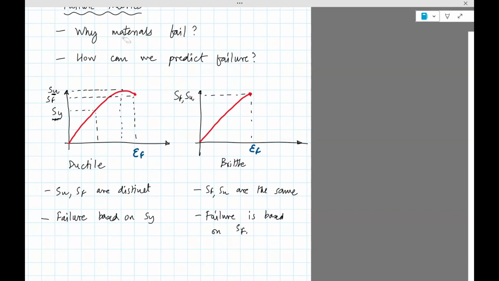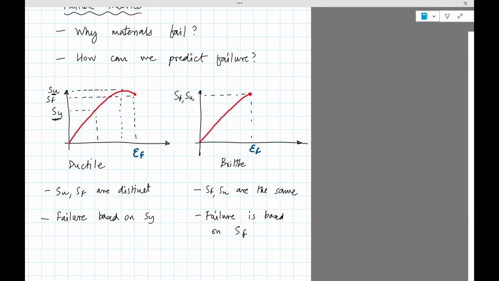brittle materials are rarely used for things we care about, like bridges or homes and so on, because they really don't give you a chance to determine when failure will occur, because they just fail. Now, there are cases where you want things to break intentionally, and I can't think of some of them off the top of my head, but there are cases where brittle materials could potentially be used.